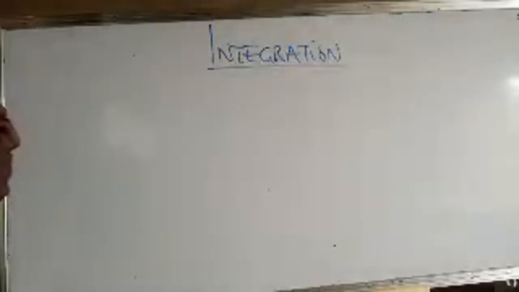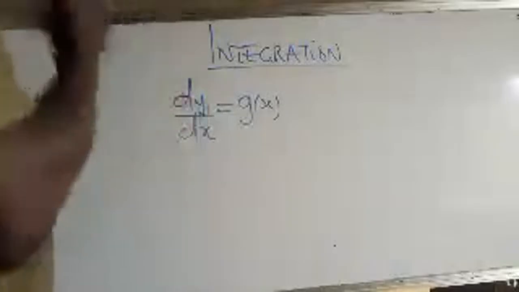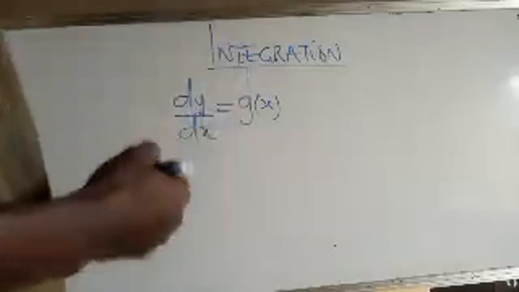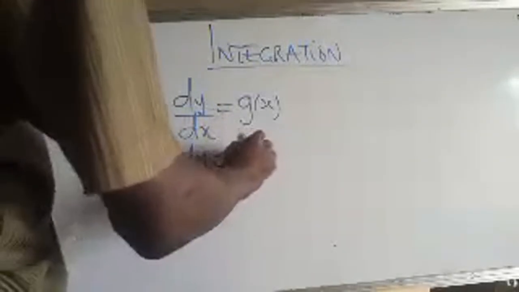Let's take, for example, if the rate of change of a function y with respect to x is equal to g of x. That is, the derivative of y with respect to x is equal to g of x. Now, if we cross multiply here, we are going to have dy is equal to g of x dx.